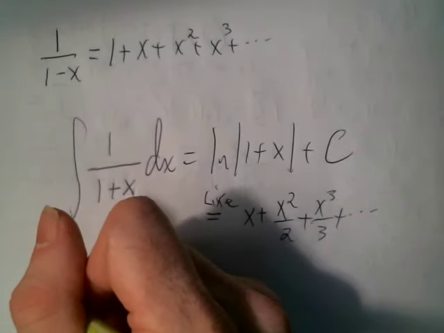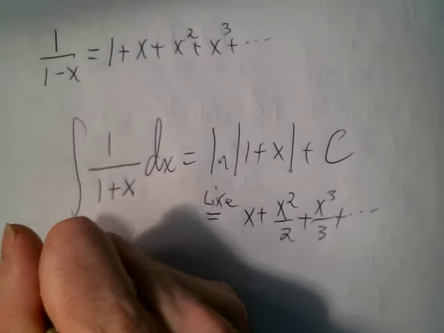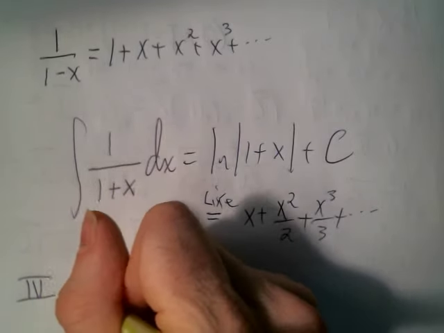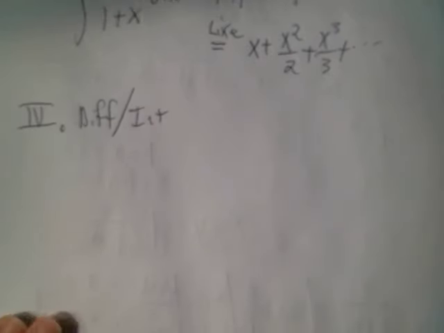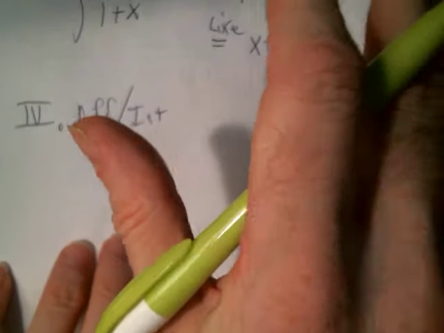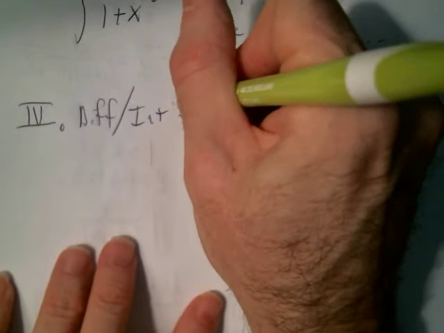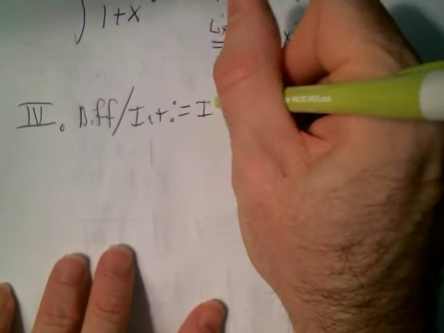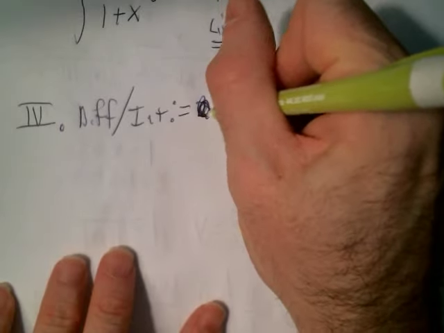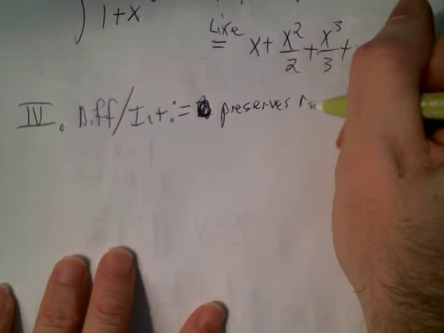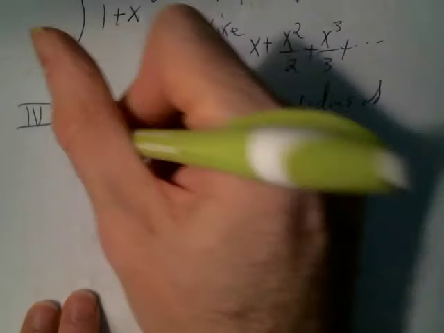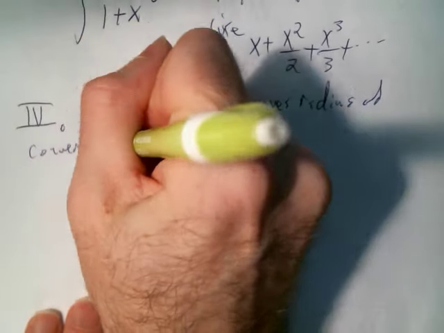Okay. So in particular, section 4 here, differentiating and integrating power series, it'll work, and the resulting power series has the same radius of convergence, but the endpoints may change in convergence. Okay, so integration and differentiation preserves radius of convergence.